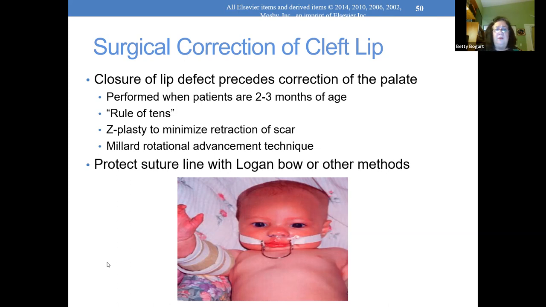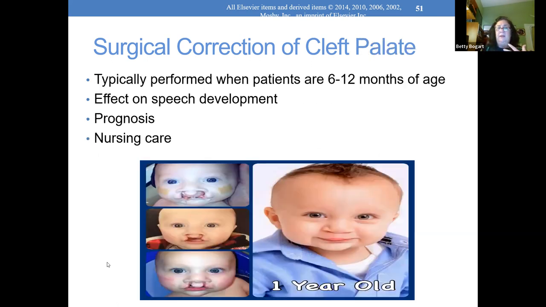It's important to pick a good surgeon so they approximate the lip so you don't have a crooked lip when they're done. That little silver thing there is called a Logan bow. That's to prevent these kids from laying on their lip, and it also prevents them from trying to get to it. And if you look at those arms, there are elbow restraints on, also to leave it alone, let it heal properly.